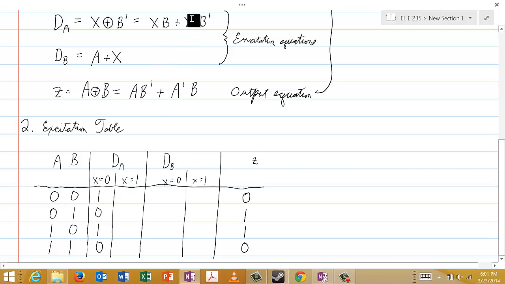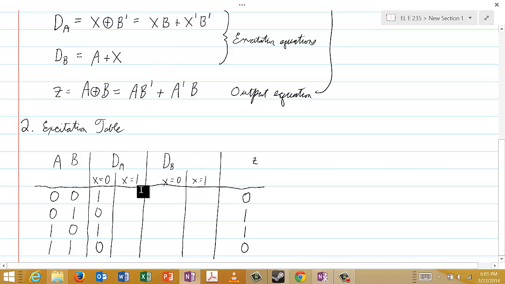Well, when x is equal to 1, the prime of 1, or the complement of 1, is equal to 0, and 0 ANDed with anything is 0. So when x is equal to 1, the second term disappears. What about the first term? Well, x is equal to 1, and 1 ANDed with b is b. So when x is equal to 1, d sub a is simply equal to b.